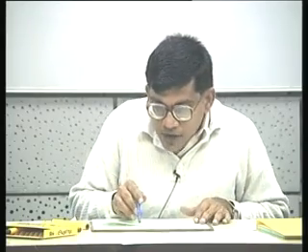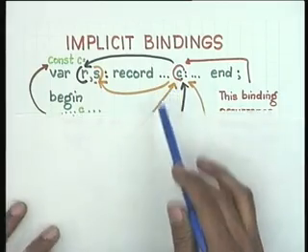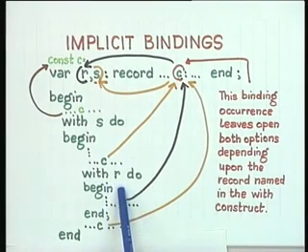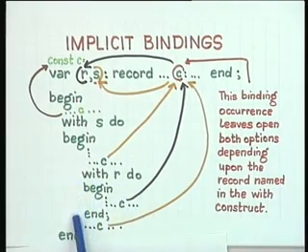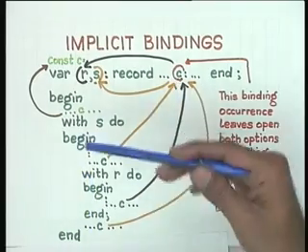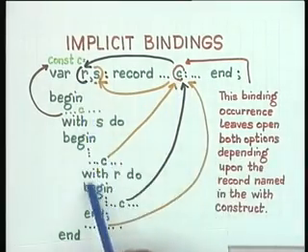So the binding occurrence can actually be decentralized, can actually be stretched out. Part of the binding occurrence can be here, the other part of the binding occurrence can be in a with statement, right? So within this with statement, this C actually gets perfectly bound to R.